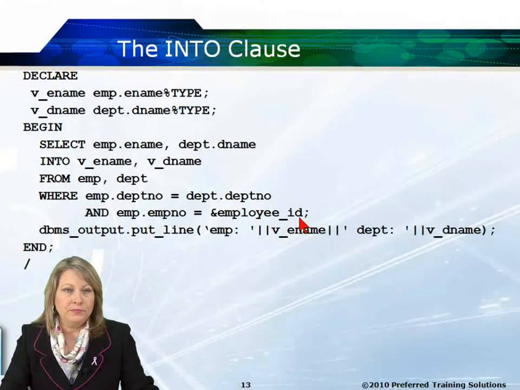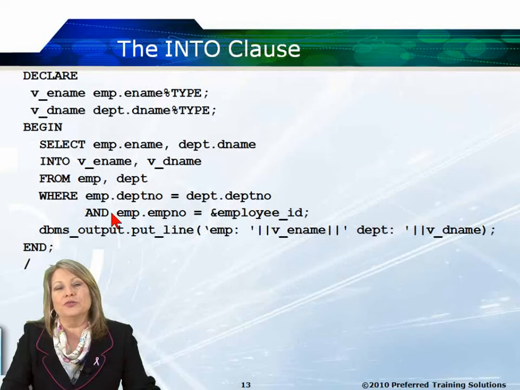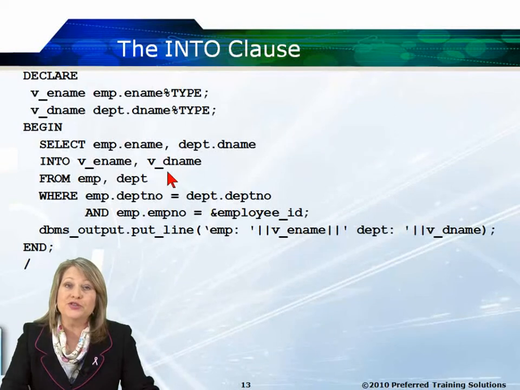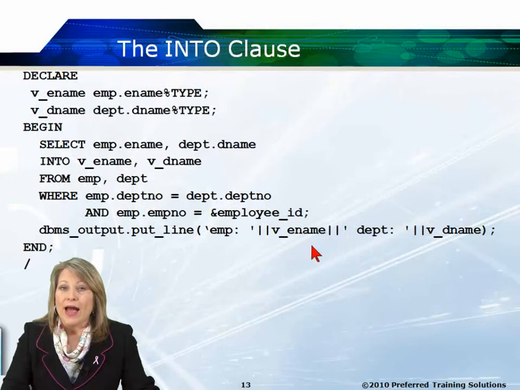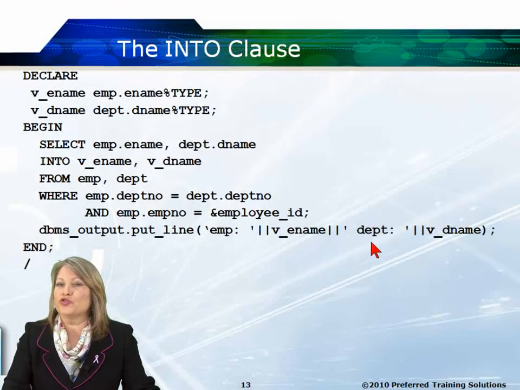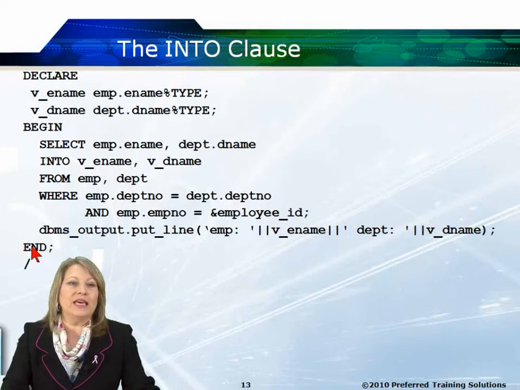Once the SELECT statement executes, these two column values are fetched and placed into these two variables here. So once the SELECT statement completes, we now have a name in our VENAME variable and a department name in our VDNAME variable. And so we're very simply going to print out a message that says employee, and we'll put their name, and then the string department, and we'll print their department. Here you have the END semicolon that ends the block, and finally the slash that executes the block.